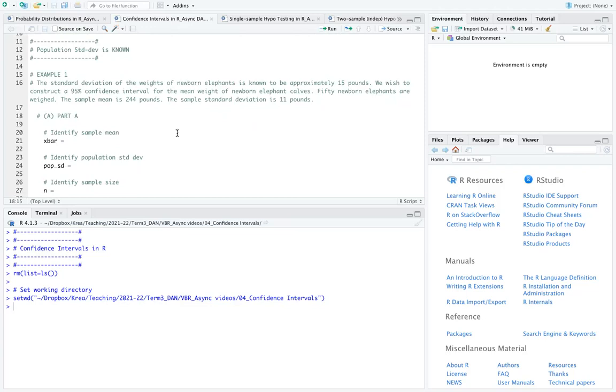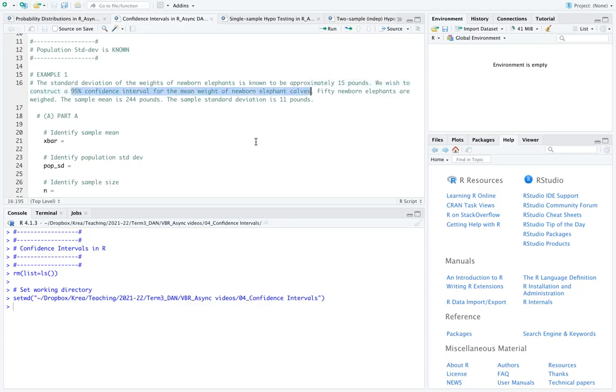Now, the standard deviation of the weights of newborn elephants is known to be approximately 15 pounds. We wish to construct a 95% confidence interval for the mean weight of newborn elephant calves. 50 newborn elephants are weighed, and the sample mean is given, and the sample standard deviation is given to us. And we want to construct a 95% confidence interval for the mean weight of newborn elephant calves.